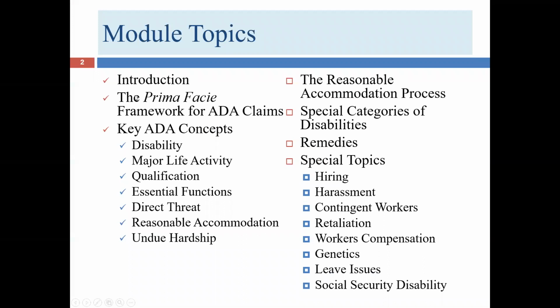In our first two lectures, we covered the introduction to the topic of disability discrimination. We discussed how the plaintiff presents his or her prima facie case, and we talked a lot about key vocabulary terms. The main ones that we talked about were disability, major life activity, otherwise qualified or qualification, essential functions, direct threat, reasonable accommodation, and undue hardship.